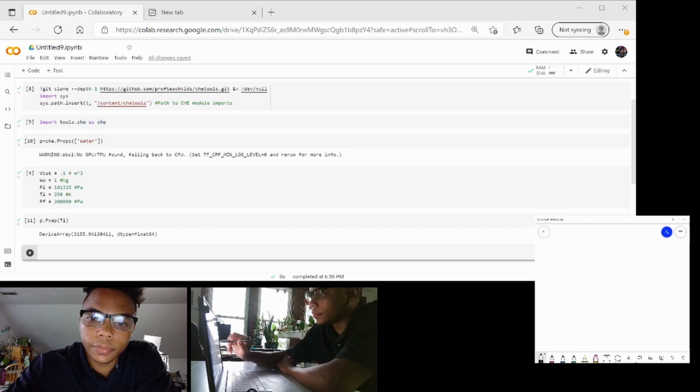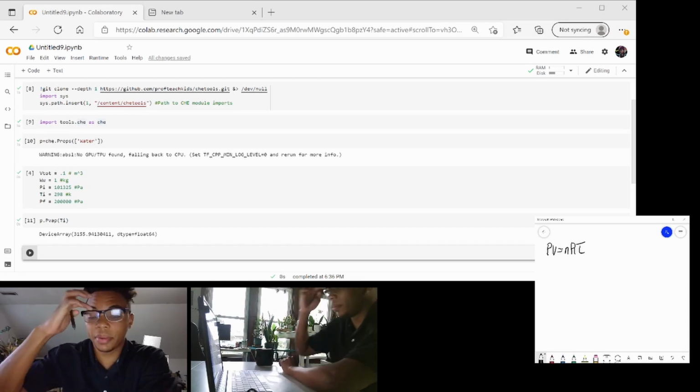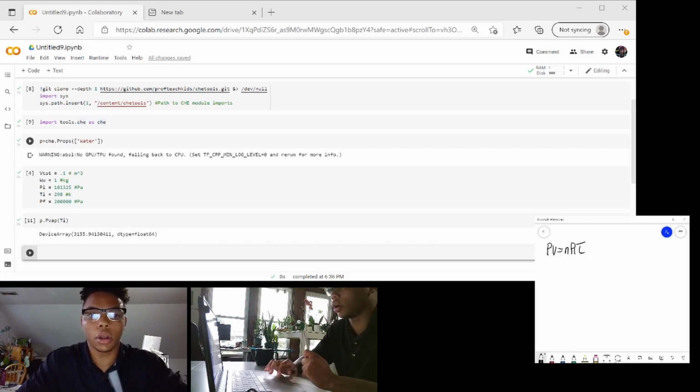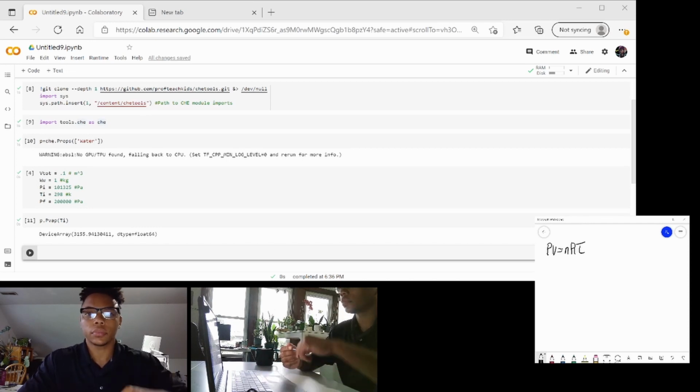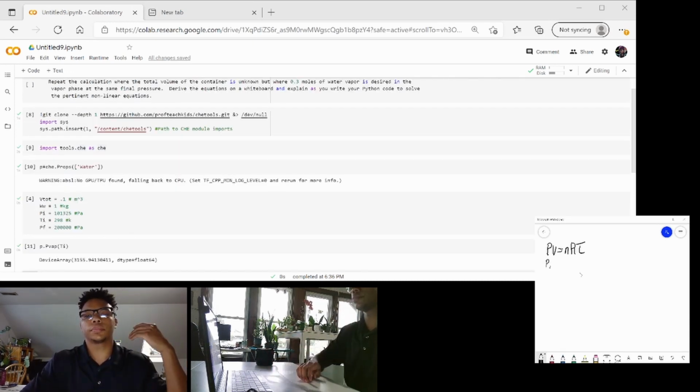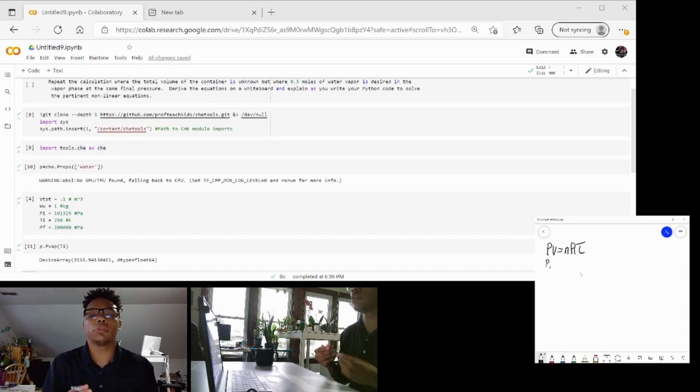So we know that PV is equal to nRT. What we're trying to find is our final temperature. Yeah, we're trying to find our final temperature. But we can't do that initially. In order to find our final temperature, we first need to see what we're looking for, so our knowns and unknowns.